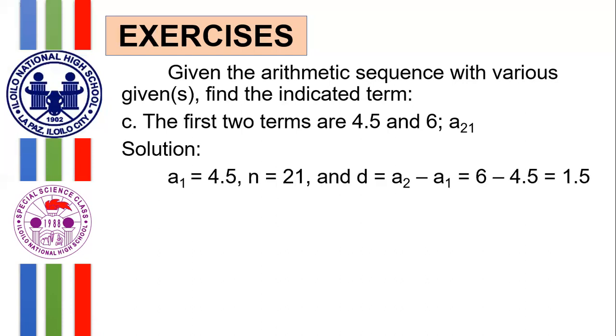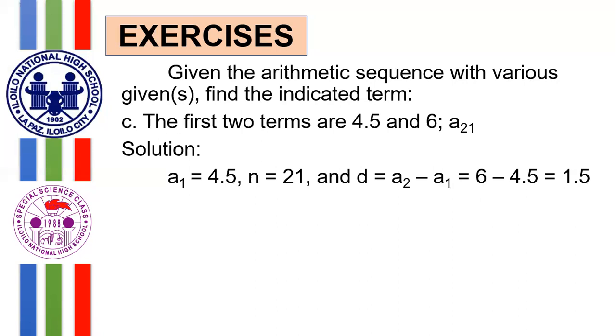So it's understood here that your A sub 1 is 4.5. Since you're looking for A sub 21, the subscript here is 21, so that will be your n. And remember, based on the one I presented earlier, to get the common difference, you actually have to subtract a term by its immediately preceding term. That is why the common difference is the second term minus the first term, which is 6 minus 4.5, or 1.5. All right?